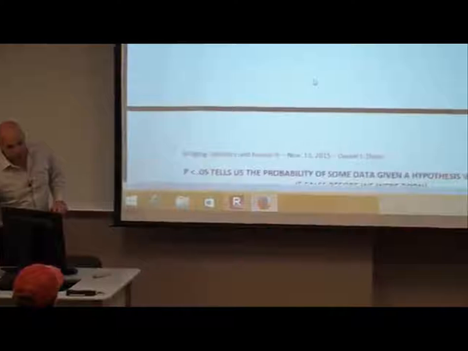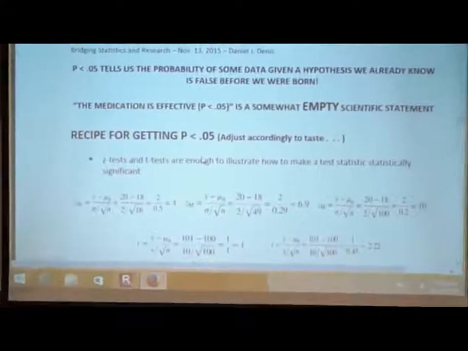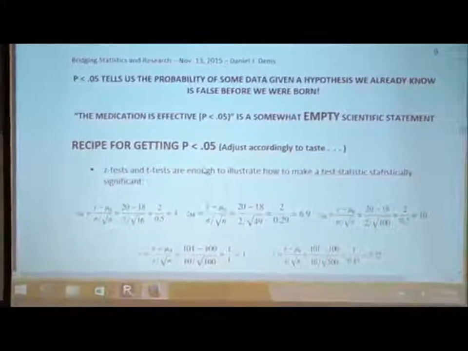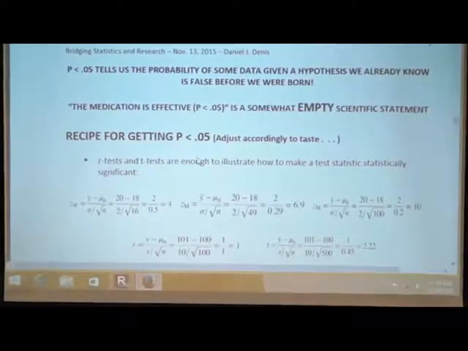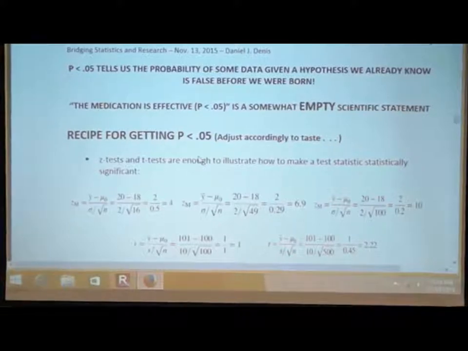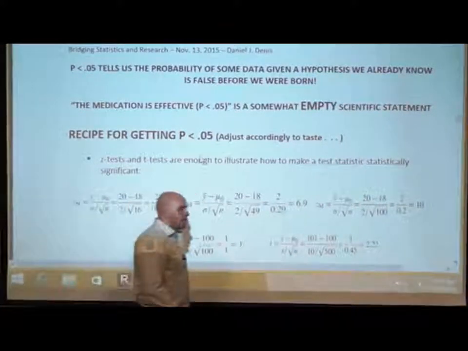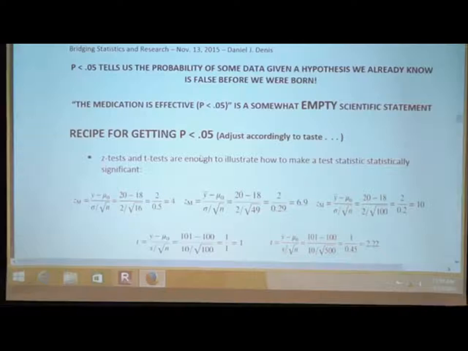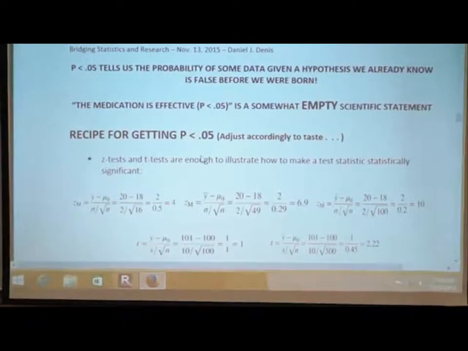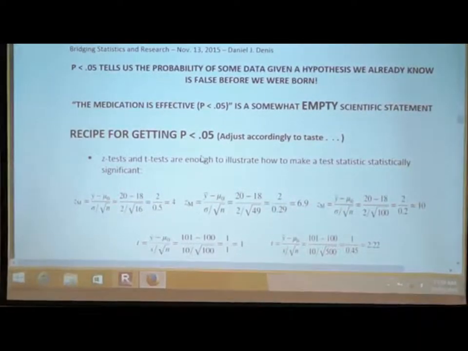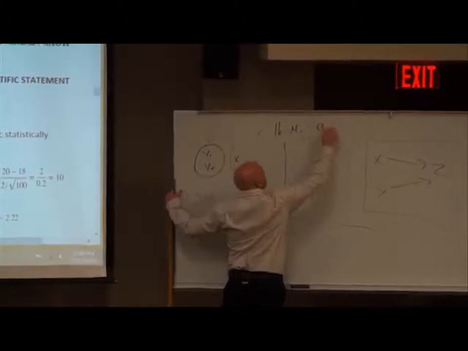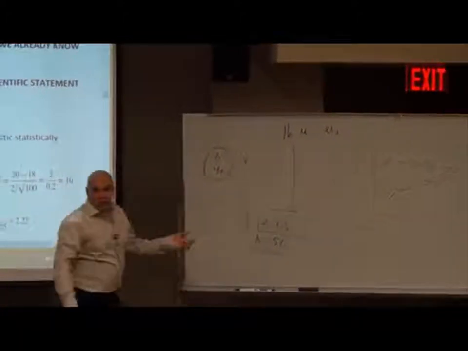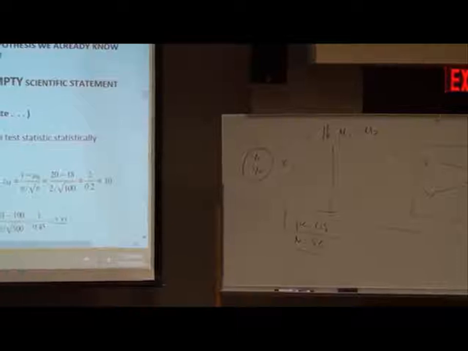P less than 0.05 is way overrated. P less than 0.05 tells us the probability of some data given a hypothesis we already know is false before we were born. Do you get the point? I try to make the points I believe in very, very clear and kind of overstated. Everyone clear on why it's false? It's false because, think of the null hypothesis test, H0: mu1 is equal to mu2. What a stupid hypothesis to test. We know it's false to begin with.